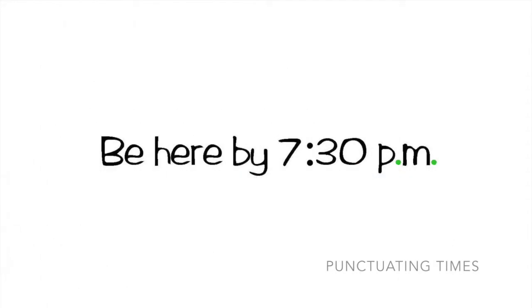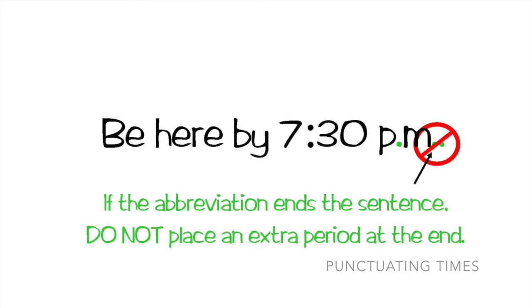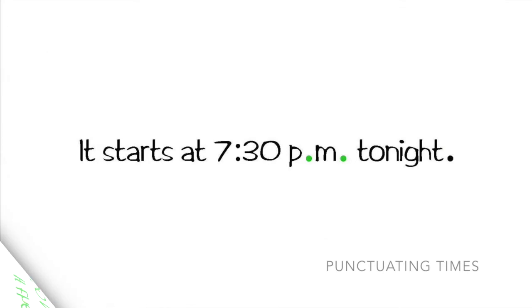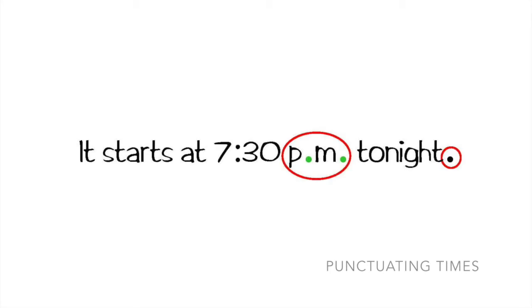So let's look at an example of using AM and PM in a sentence. Be here by 7:30 p.m. If the abbreviation ends the sentence, do not place an extra period at the end. So at the very end of this sentence, we do not add an extra period after p.m. Here's a different example in a sentence. It starts at 7:30 p.m. tonight. We abbreviate p.m. with periods in the middle of the sentence, and we place a period at the end of the sentence to end it.